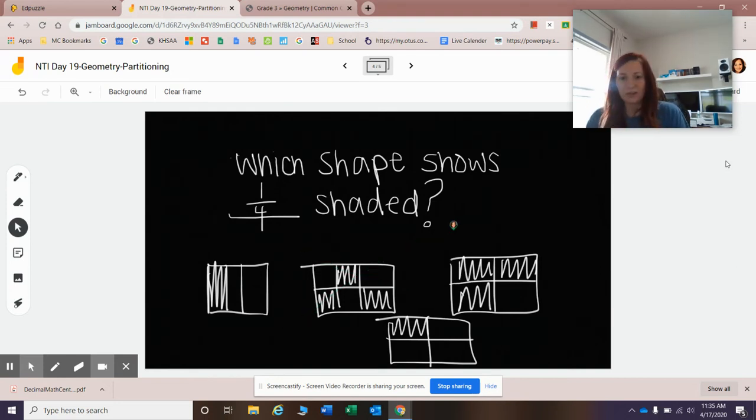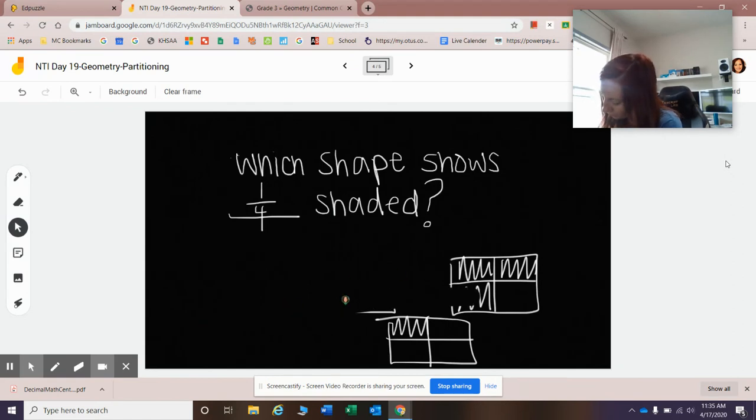Now this one is broken into fourths, but you have to pay attention to what part is shaded. Okay, so this is 3/4 shaded, but 1/4 unshaded. So it's asking about the shaded part, so this does not count. Okay, so the correct answer would be the last one. Let's do one more example of that.